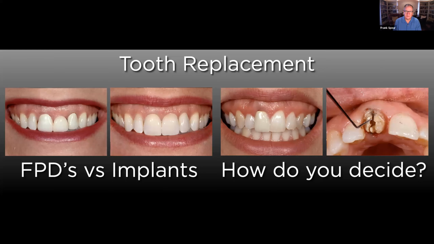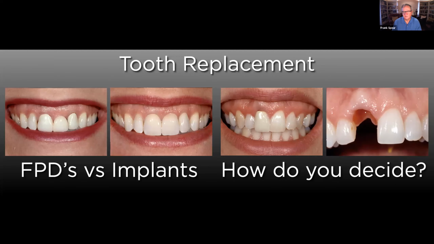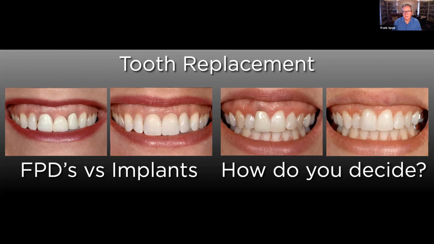Why? Because that way I can leave the central and lateral untouched. And to me, one of the beauties of implants is the ability to not touch the adjacent teeth. So in her case, we took the tooth out, did a single tooth implant and a single crown. I think that's a much better treatment choice for her than the FPD. So let's talk about the literature and talk about what it tells us.